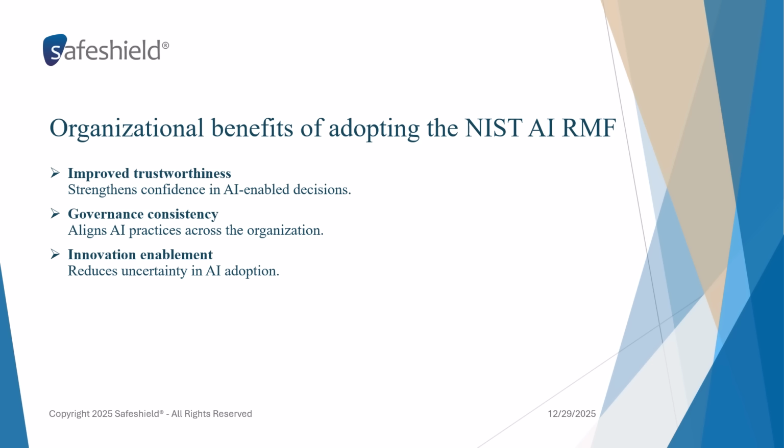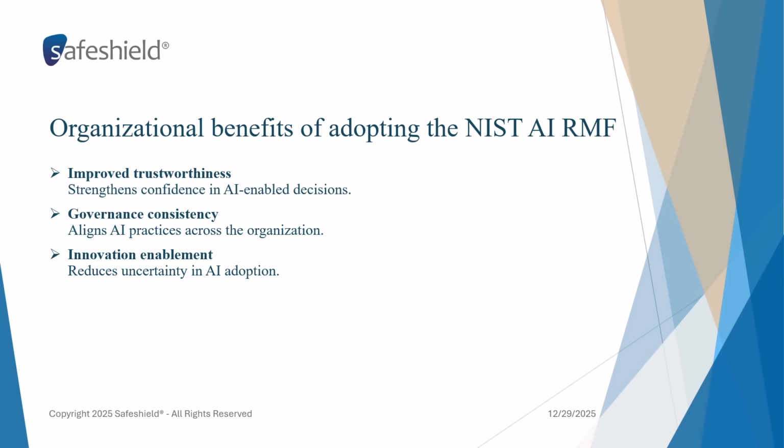One primary benefit is governance consistency. The framework establishes a shared structure and terminology for identifying, assessing, and managing AI risks. This consistency reduces fragmented practices across departments and enables leadership to maintain clearer oversight of AI initiatives. A common framework also improves coordination between technical teams, legal and compliance functions, and business leaders.